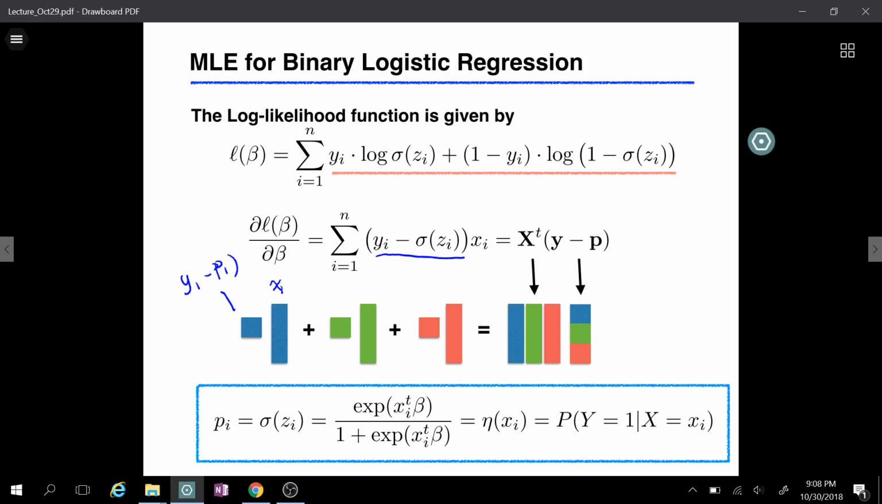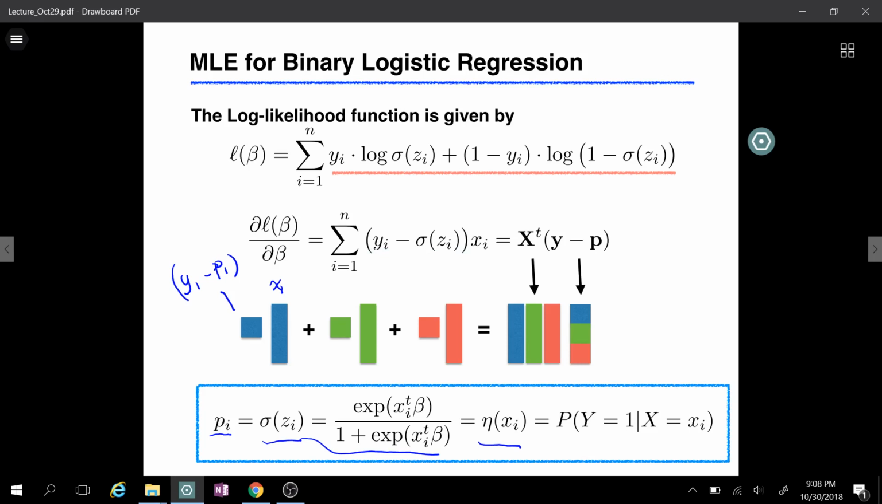So what is p1? And I apologize, I introduced a lot of redundant symbols. So sigma zi, by definition, is this, which basically is eta of xi, which basically is the probability of y equal to 1 conditioning on being at location xi, so at the ith observation. So I call this pi. And this basically is yi minus pi. So it is a number.